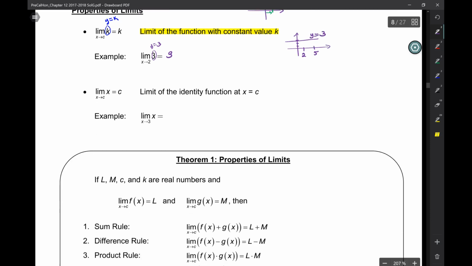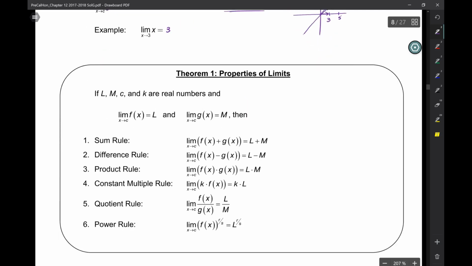Now, what if I'm looking for the limit as x approaches c of x? So this time, the graph is y equals x. And that looks like this, right? So if on the x-axis I'm approaching, let's say 3, what y value is the graph approaching? 3. If I'm approaching 5, what y value is the graph approaching? 5. So here the limit is going to be the function at x equals c. So the limit of x as x approaches 3 will just be 3.